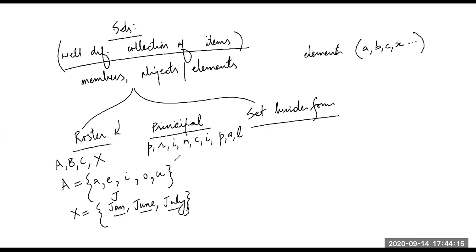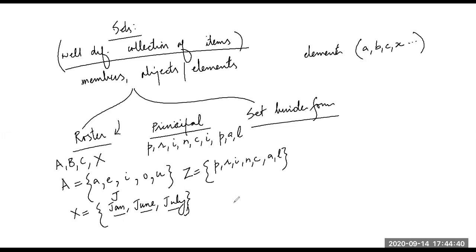Now let's say the set which is the letters of the word principal is represented by Z. So this is equal to, I can write P, then R, I, N, C. Now I need not write I again, I need not write P again, but then A is also there, L is also there.